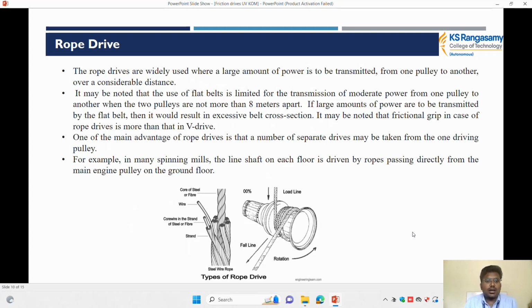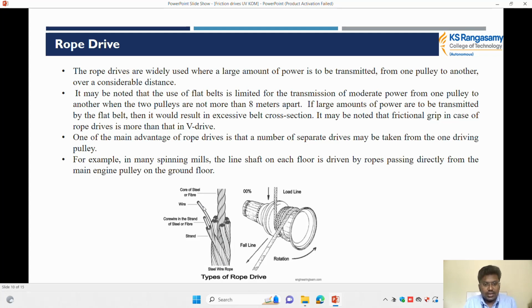When the two pulleys are not more than 8 meters apart, if a large amount of power is transmitted by a flat belt, it could result in an excessive belt cross section. It may not give a very good frictional grip, as the rope drive does, more like the V drive. For example, see this rope drive image.